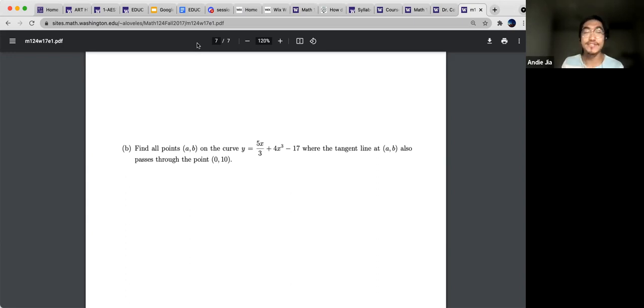And about the slope of the tangent line, it is the derivative. If the slope of the tangent line is negative, then the derivative is negative. If the slope is positive, then the derivative is also positive.